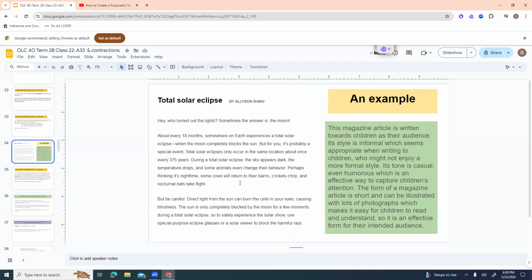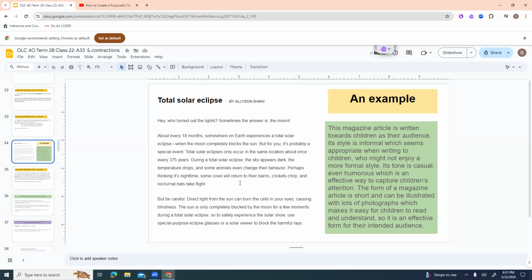The sun is only completely blocked by the moon for a few moments during a total solar eclipse. So to safely experience the solar show, use special purpose eclipse glasses or a solar viewer to block the harmful rays.